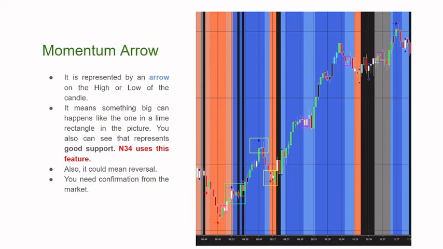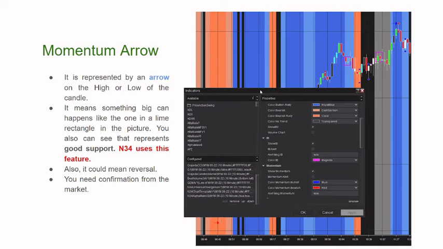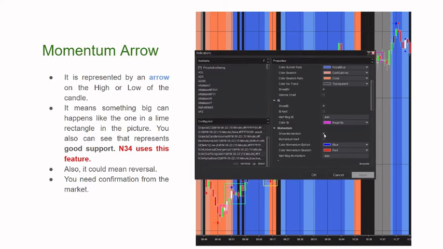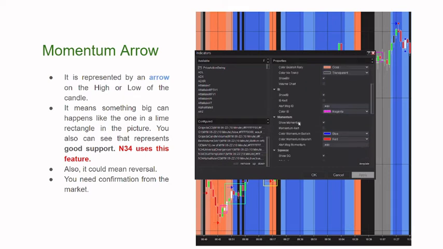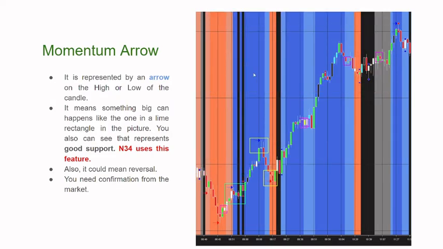You have an alert also. If you want to have a noise alert, you can configure it in your indicators. You also have an inside bar alert if you want. Okay.